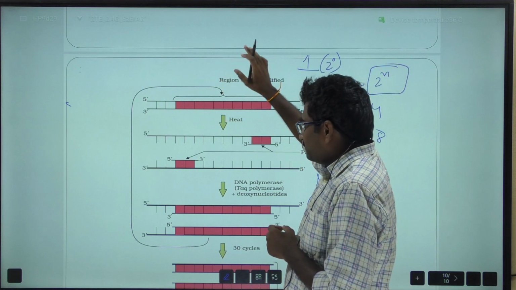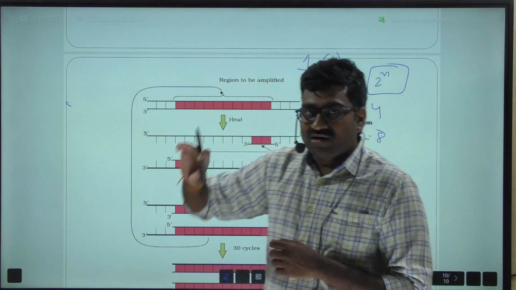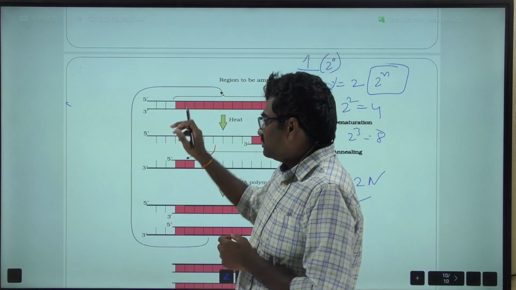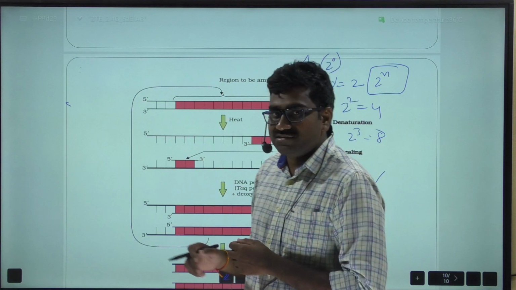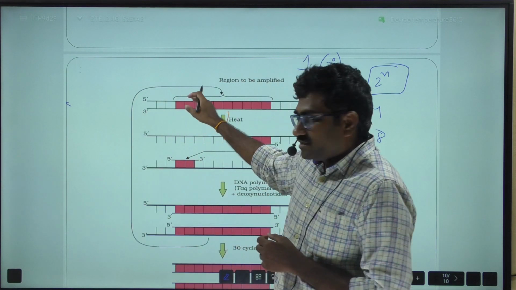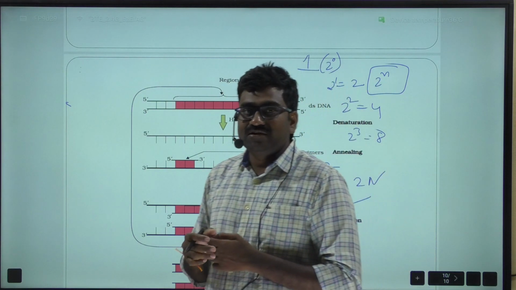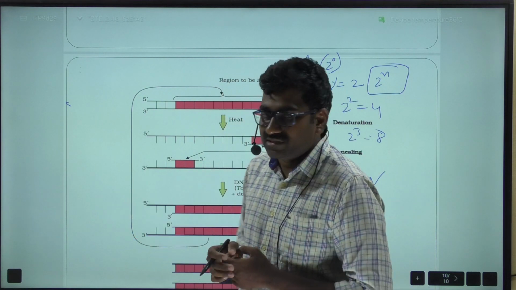So it is considered the heart of molecular biology, the heart of biotechnology. This machine was discovered by Kary Mullis. Even in corona time, this PCR machine was used to detect genetic material, that is, pathogen genetic material.